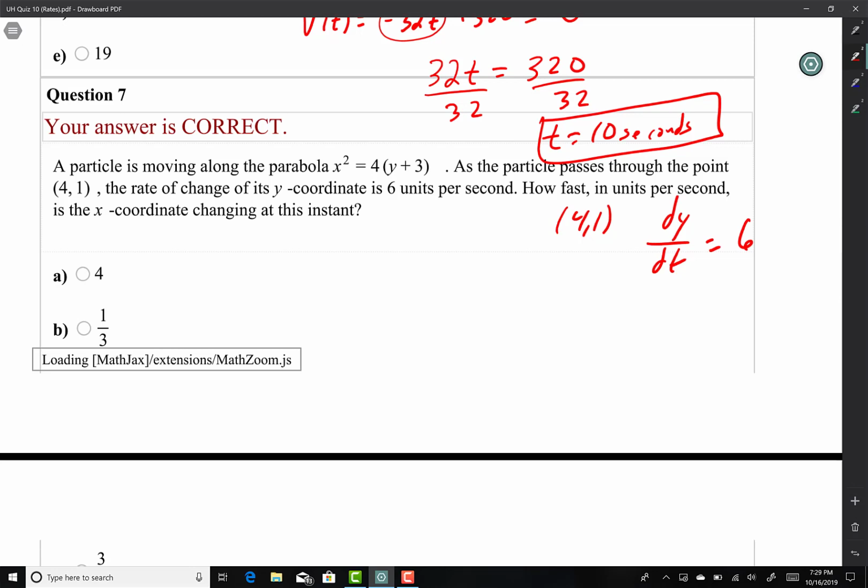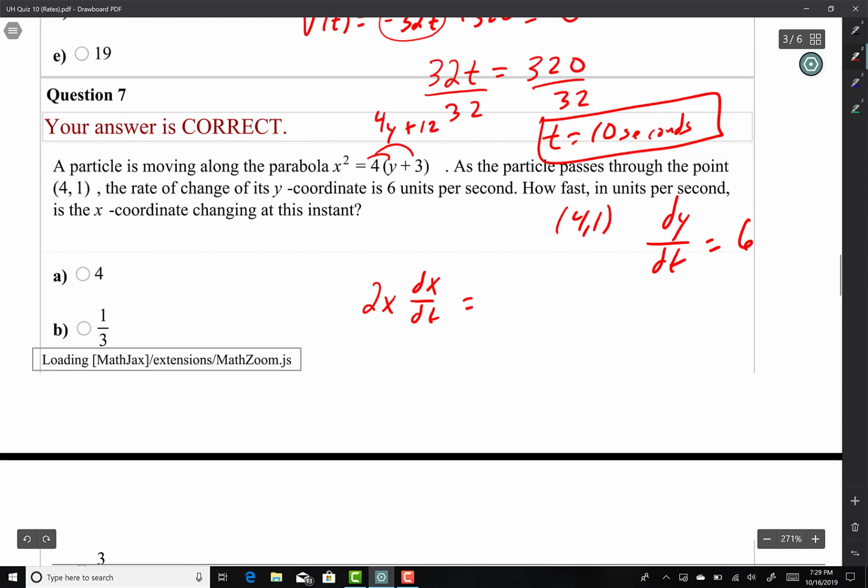So I'm going to be taking a derivative, but with respect to time. So here we go. The derivative of x squared is 2x dx dt. And if you want to distribute this, 4y plus 4 times 3 is 12. So the derivative of that is going to be 4 dy dt. And the derivative of 12 is 0.